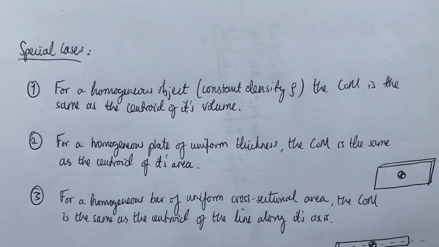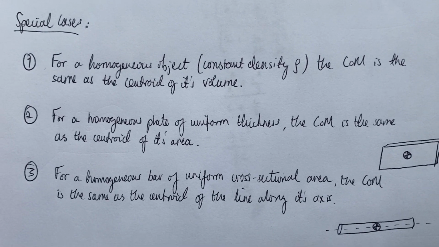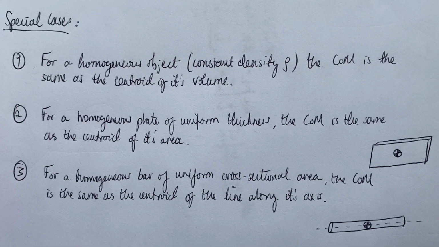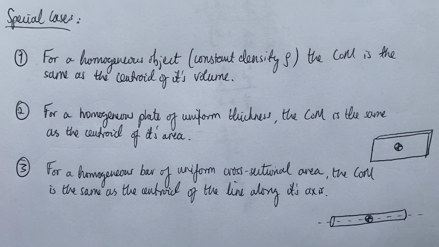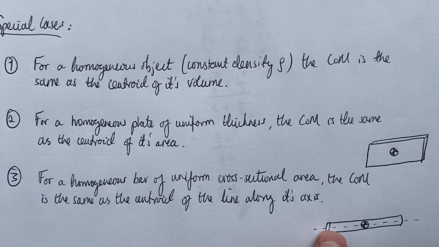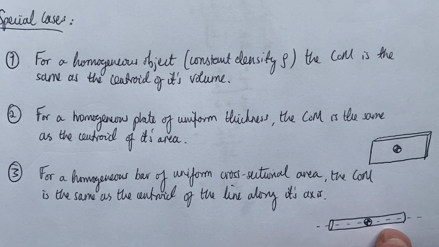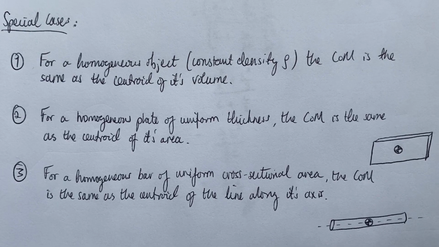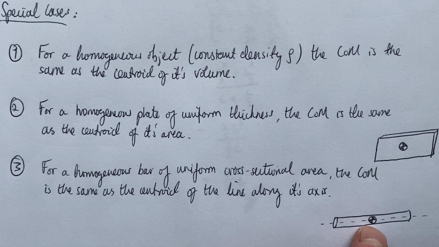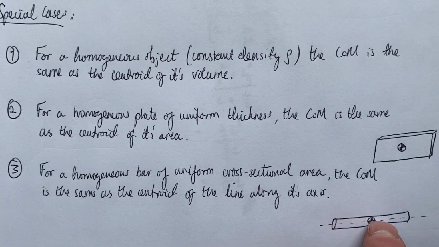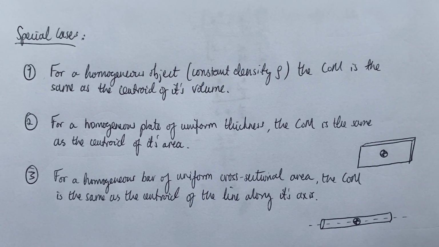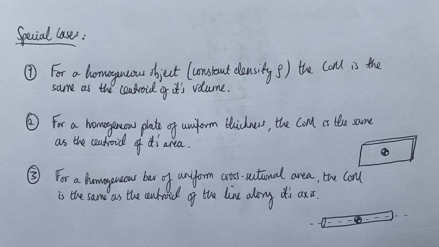And the final special case is that if we have a homogeneous bar of uniform cross-sectional area, right? So it has the same cross-sectional area along its length. It's made up of the same material, so it has constant density. Then we can find its center of mass by finding the centroid of the line that goes through its axis. Now that's a lot of words to describe something that's hopefully quite intuitive to you.